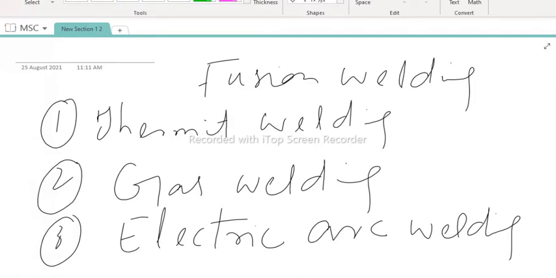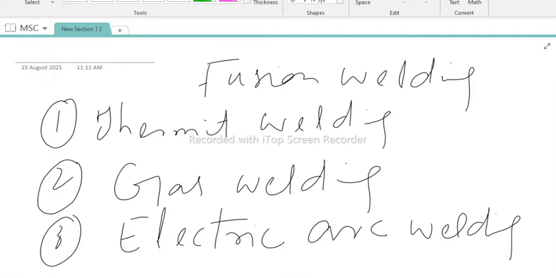What we do in this thermit welding, we have a mixture of iron oxide and aluminium, that's called thermit, and this is ignited. This mixture is ignited, and this iron oxide is reduced to molten iron. Actually there is a reaction between this iron oxide and aluminium, right? It is an exothermic reaction, and a large amount of heat is generated. Now this iron oxide is reduced to molten iron. The molten iron is poured into a mold made around the joint and fuses with the parts to be welded, right?